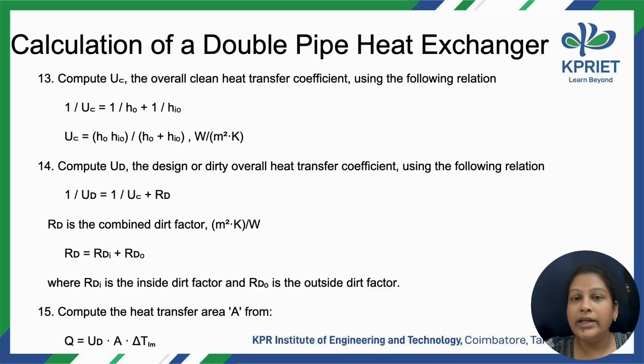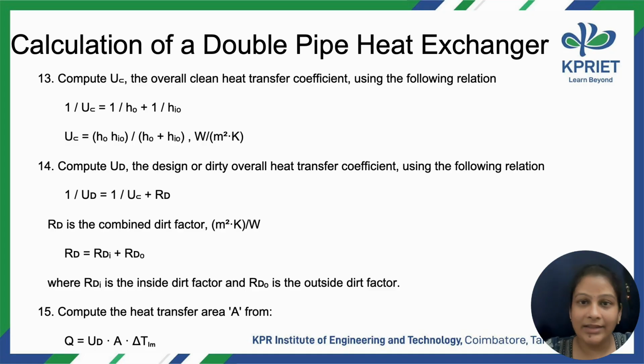But we should also include the concept of dirt resistance, and that is the reason why we are adding Rd, the resistance, also into the equation. So when we add that, the Uc will actually become Ud. And we know that the overall heat transfer coefficient is given by Ud instead of Uc, because it is important to take into account the dirt or the fouling that is caused by any type of fluid.